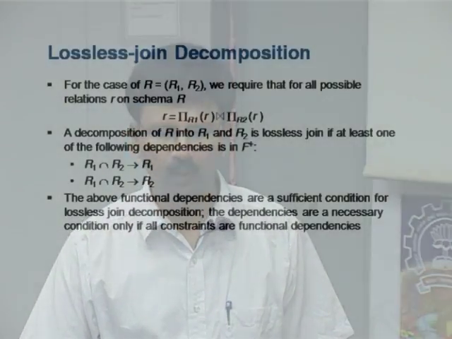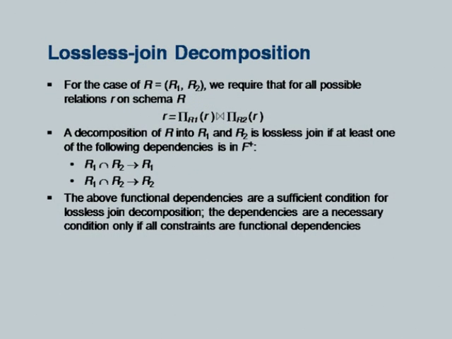Okay. So, now the condition which ensures lossless join decomposition is as follows. What we want is that one of these two functional dependencies must hold in F plus. Both of them have the common attributes, R1 intersection R2, on the left hand side. One option is that the common attributes functionally determine R1, that is, it is a super key for R1. The other option is that the common attributes functionally determine R2, so it is a super key for R2. If one of these is satisfied, then the decomposition can be proved to be lossless join. So this is what is called a sufficient condition. If this is satisfied, it is lossless join.